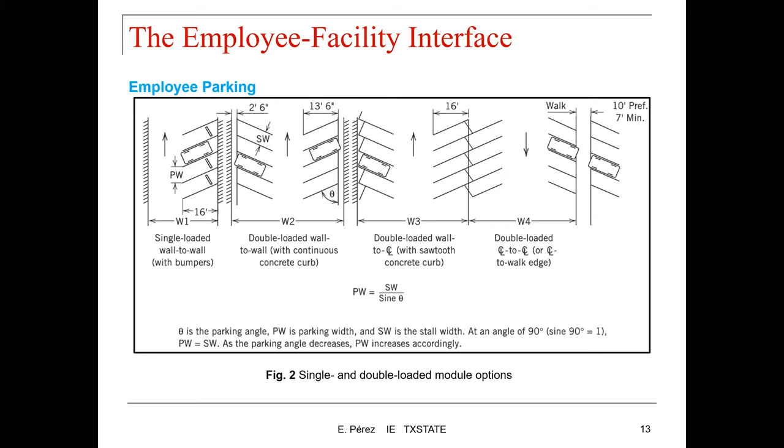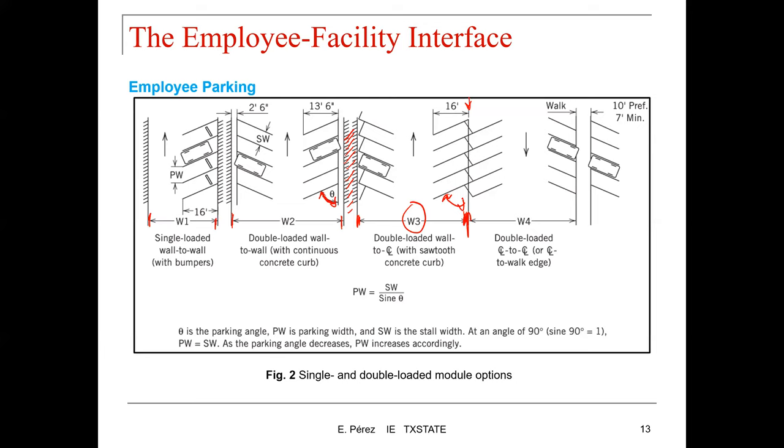But if we move to W3, you can see that it is double load, but it only has a wall. Wall is shown here. And then in this piece of W3, there's no wall. So again, the space in between is changing according to those characteristics. So if you have single load, double load, if you have a wall or you have only a concrete curb or nothing, like in this case. So the number of spaces that you are going to have in the aisle and the space that you will need to design something like in module W3 will change depending on the angle also. So the angle is shown here. This angle is important.